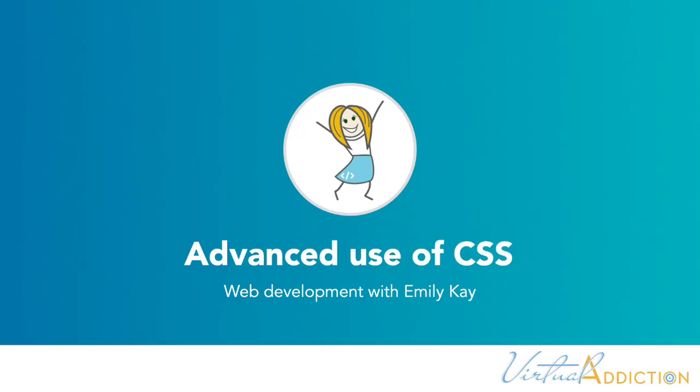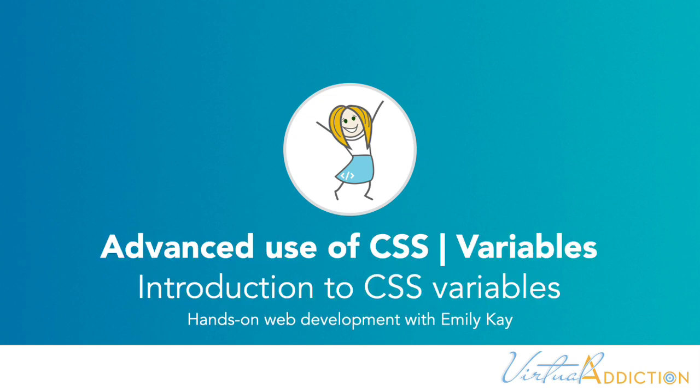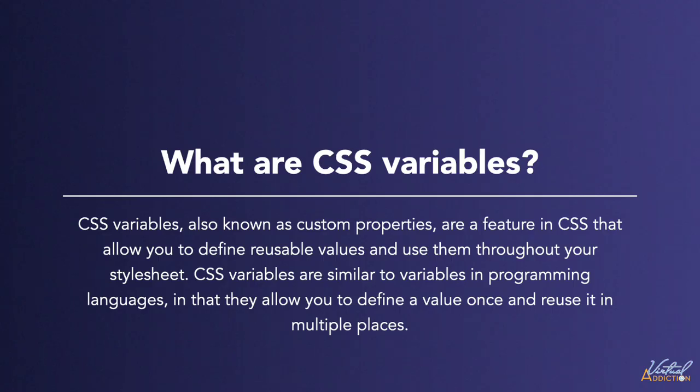In this section of our course, we're going to be looking at advanced uses of CSS. We'll start off by looking at CSS variables. Let's begin by introducing you to what CSS variables are. A CSS variable is also known as a custom property. They are a feature in CSS that allows you to define reusable values and use them throughout your style sheets.